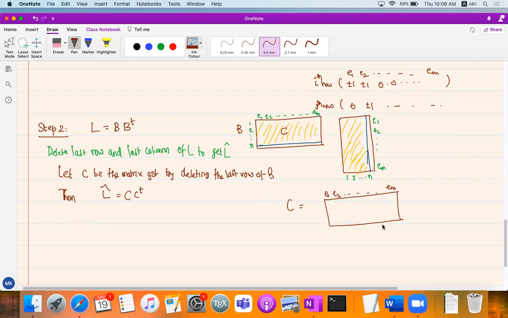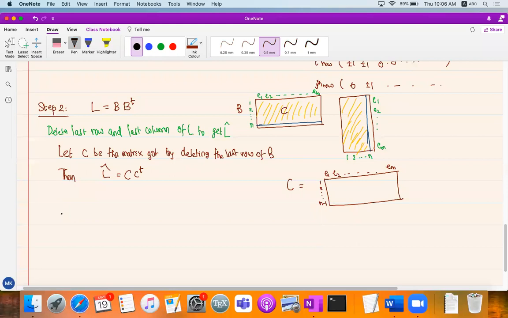Now, what is the determinant of L hat? Here I bring an important fact. I will write down the claim and then ask if you know this. I say that the determinant of L hat, where we are taking C and multiplying by C transpose, which looks like this. This is C transpose, indexed by 1 up to n minus 1 here and E1 up to Em here.